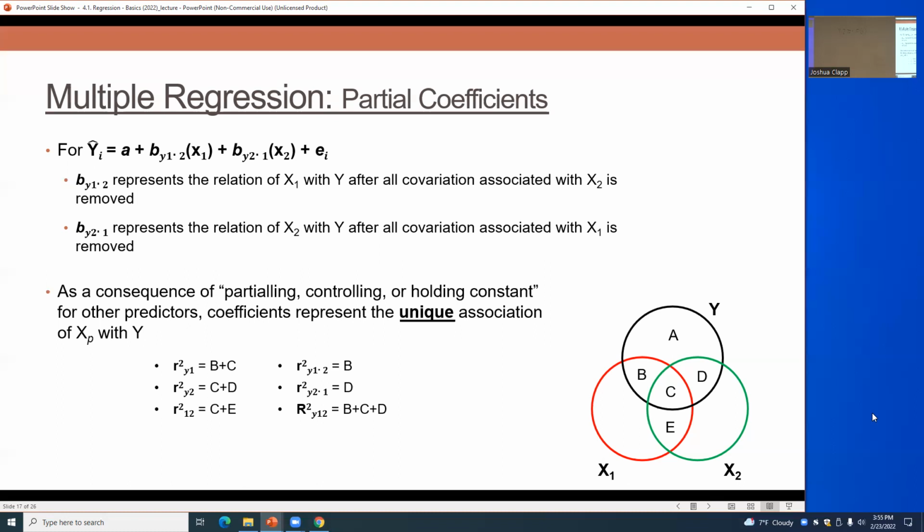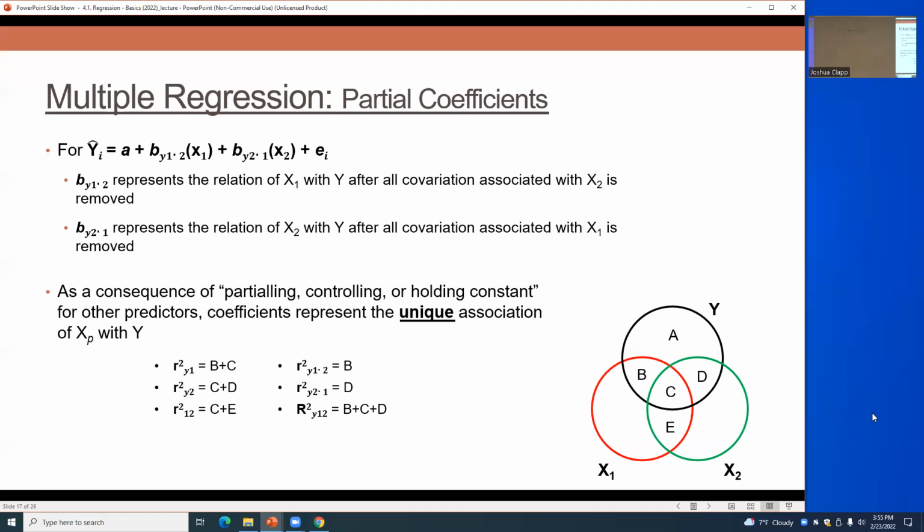R squared doesn't care who brought what. R squared is just interested in what we have to work with, right? And so the combination of X1 and X2 is accounting for B, C, and D. So my R squared is just the total variability in the outcome that's accounted for or shared with my set of predictors. R squared doesn't care where it's coming from, it just is, right?